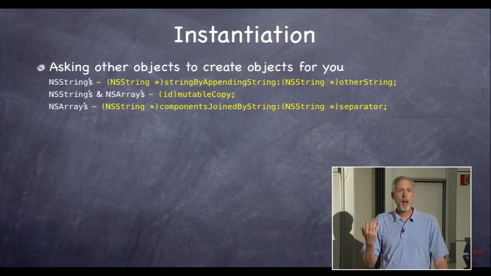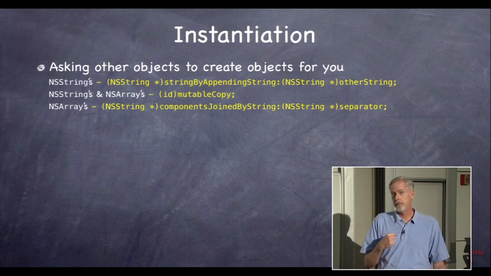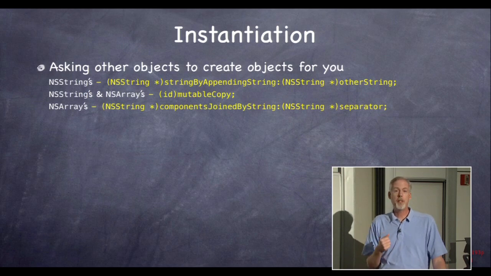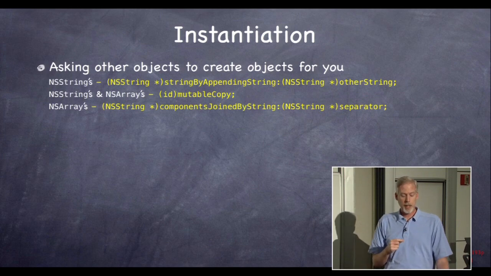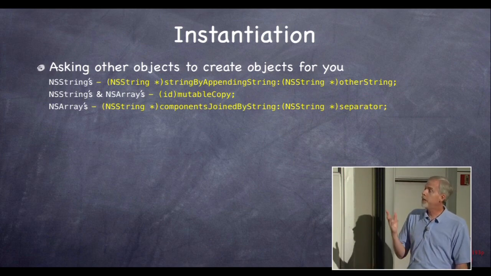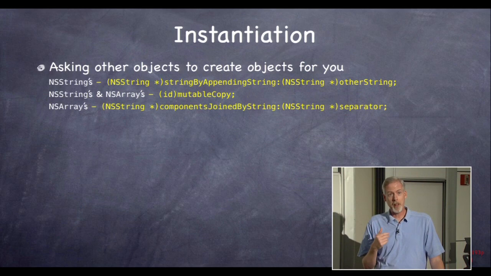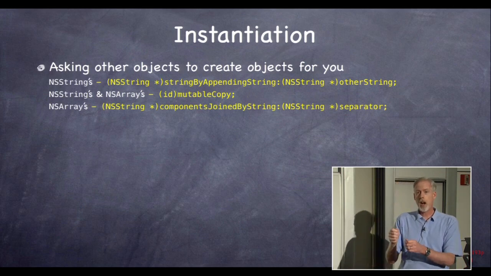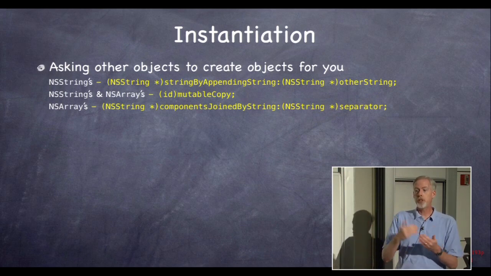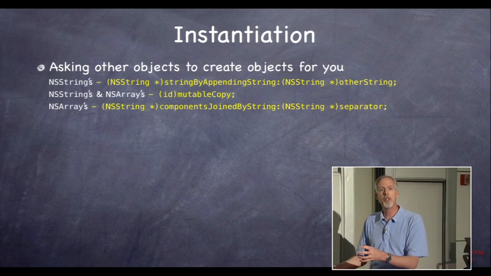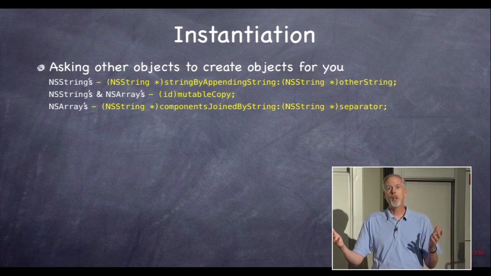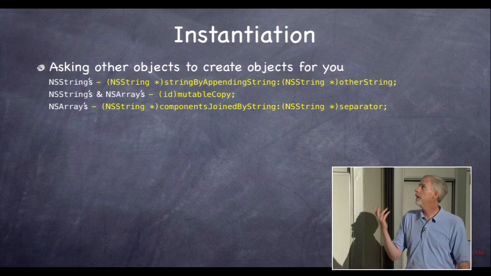A number of objects in iOS have a method called mutableCopy. We know that NSString is immutable, but it is possible to send it the message mutableCopy. It'll create a new string that's mutable, a different class, NSMutableString. Same thing with arrays. And there are even complicated ones like NSArray's componentsJoinedByString. You pass a string like a comma or a space, and it will return a string with all the array's elements, the description of them, concatenated together. So it's creating an object for you from the contents of the array.